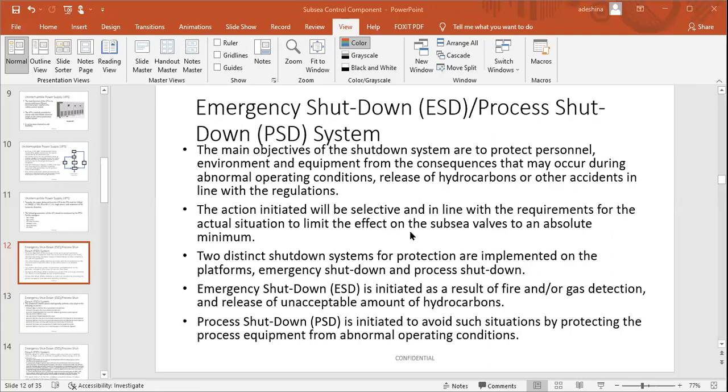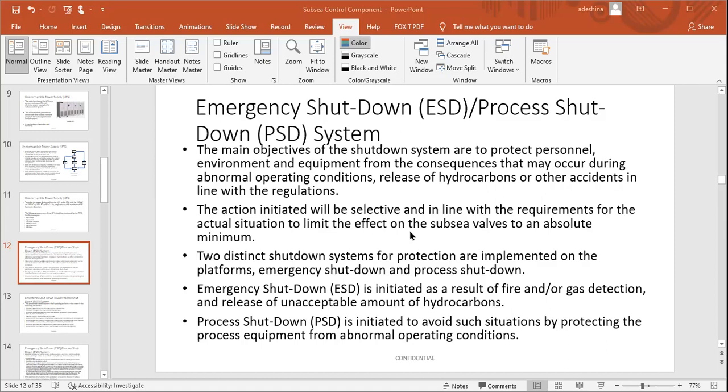And why is this important? Because there might be a time where there will be need to protect staff, equipment, or the environment from consequences of abnormal operating conditions, which can come due to blowouts, like when we have release of hydrocarbon, or natural conditions like the hurricane that we spoke about last class.